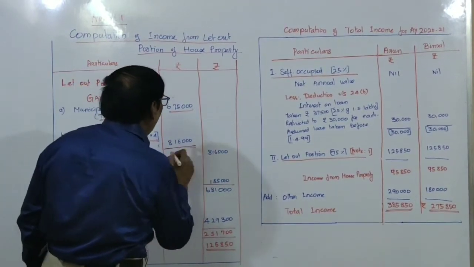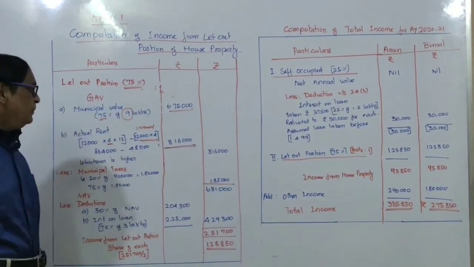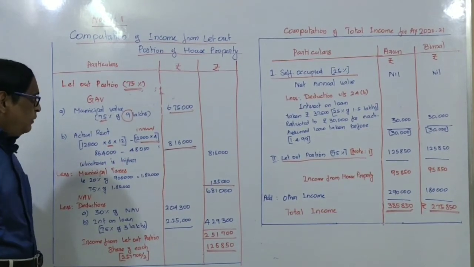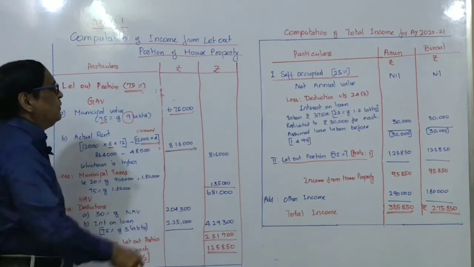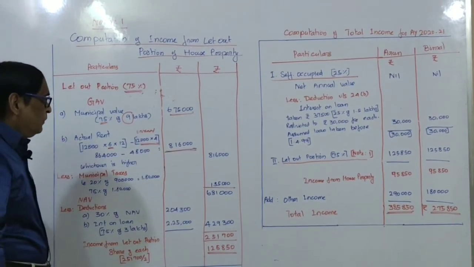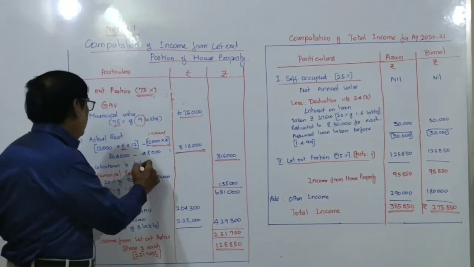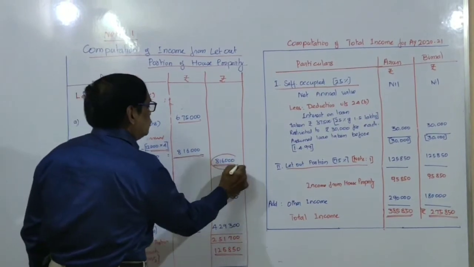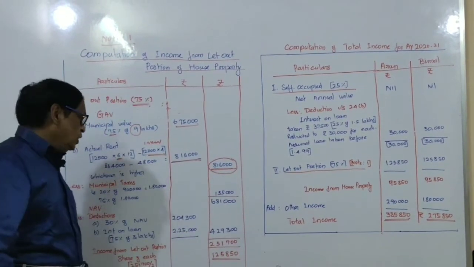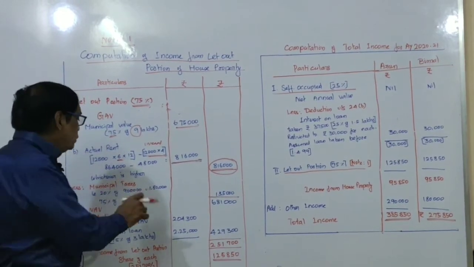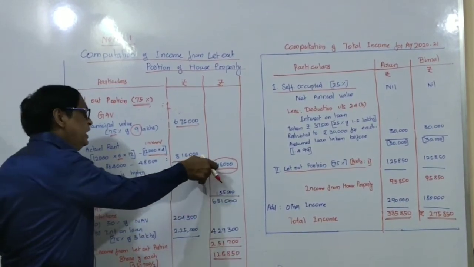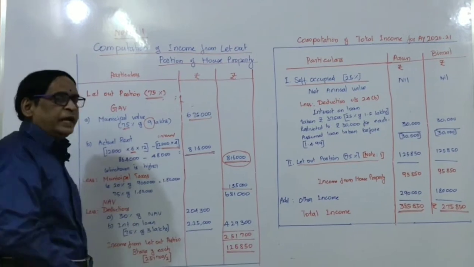It is coming around 8,16,000. Now we can find out GAV. We have to compare these two, the municipal value and actual rent. Which is higher? Actually, GAV is 8,16,000 rupees, the gross annual value. And then we have to deduct the municipal tax pertaining to the let out portion from the GAV. Then we can find out the net annual value.